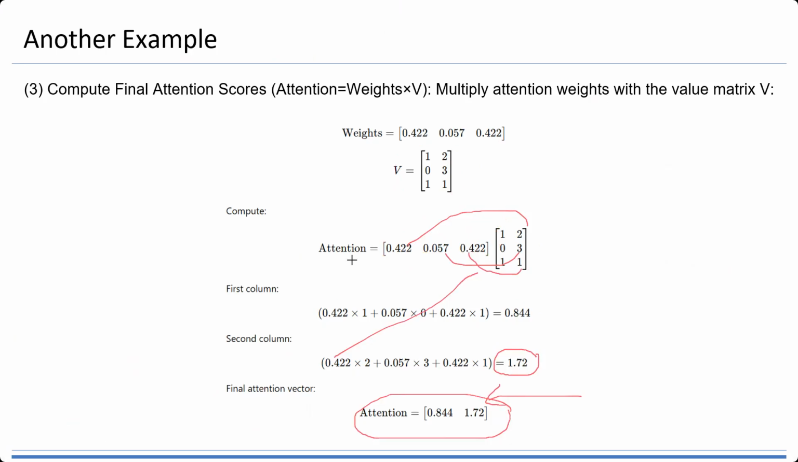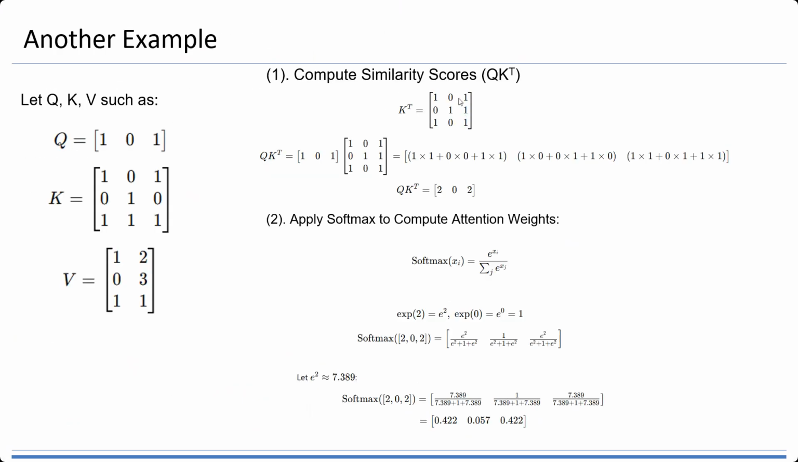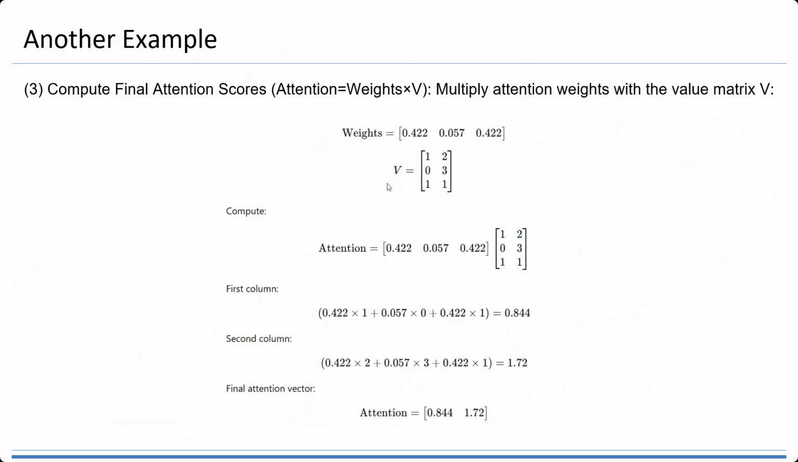Okay. So there will be one question about this attention score. If you understand the steps, there are 3. You need to calculate the similarity score, and then you calculate the softmax, and then you calculate the final attention score.